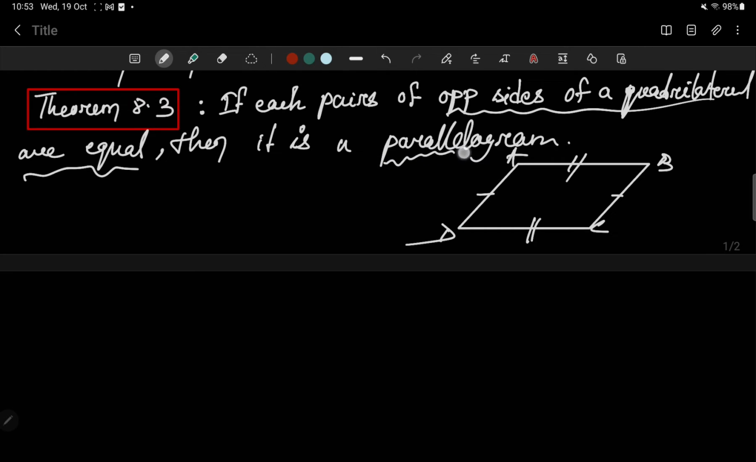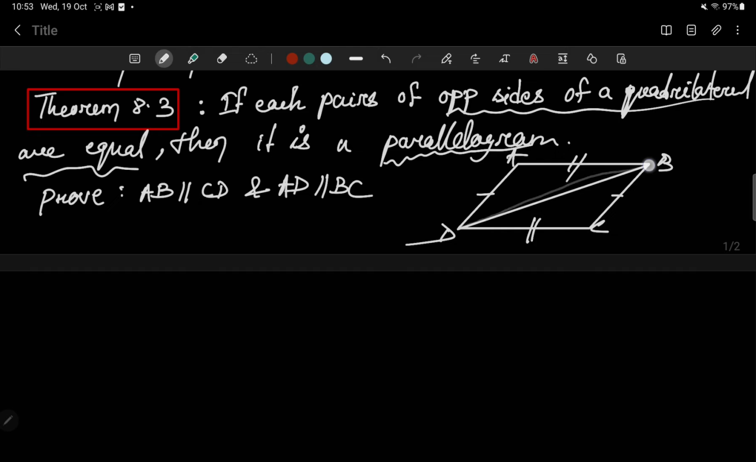So how can we prove that it is a parallelogram? We know in a parallelogram opposite sides are parallel. So we need to prove that AB is parallel to CD and AD is parallel to BC. If you prove that, you can prove the statement. So let us draw one diagonal.